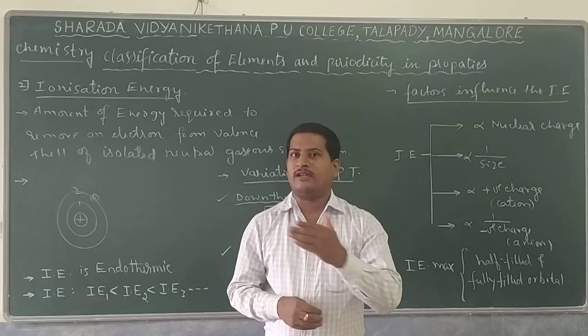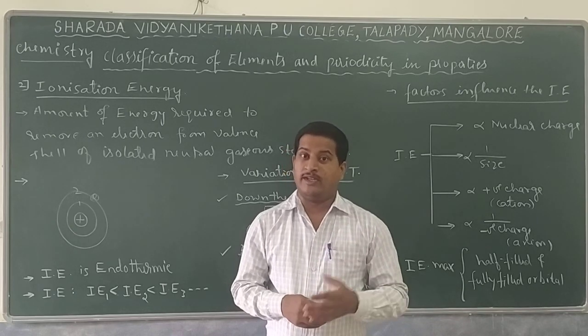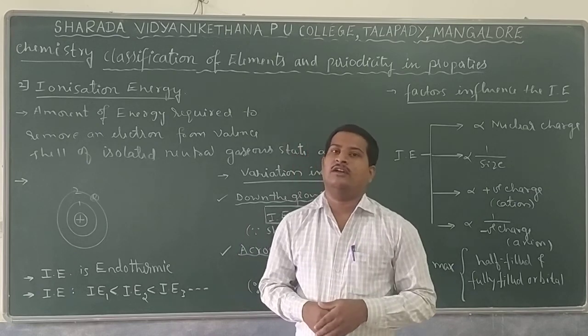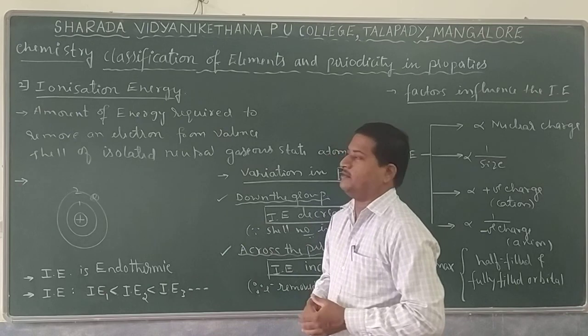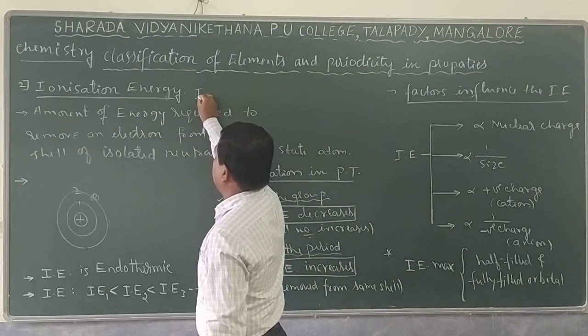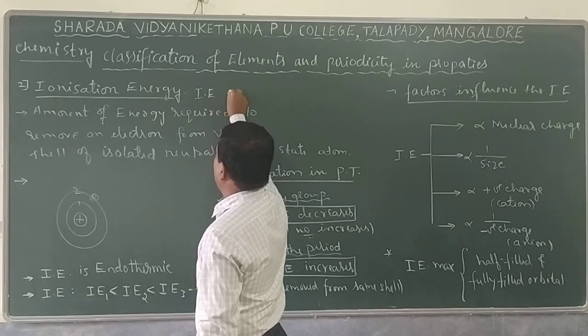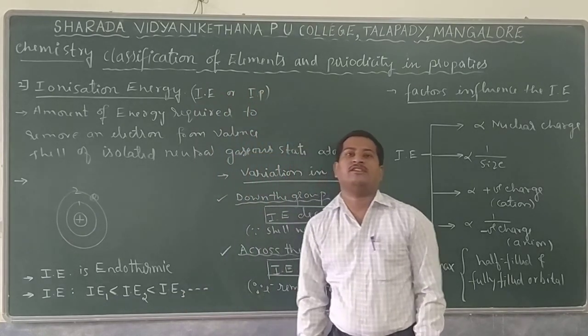So about ionic radii as well as atomic radius, in general size, we discussed in the last video. But today we go with another important periodicity property, that is ionization energy. It is also simply represented as IE. IE is nothing but ionization energy, or we can write it as IP. IP stands for ionization potential.